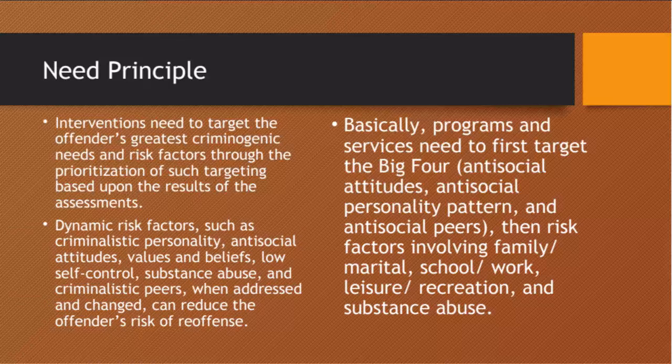So it's just with the need principle, now we've got the results of these assessments and we know what the risk factors are for this individual. Now we're going to be prioritizing them and hitting the big ones first and then going down the line. Now, normally, depending on how things are set up, you'll work on anywhere from 1 to 3 things at a time for goals, and you'll break those down into achievable steps.